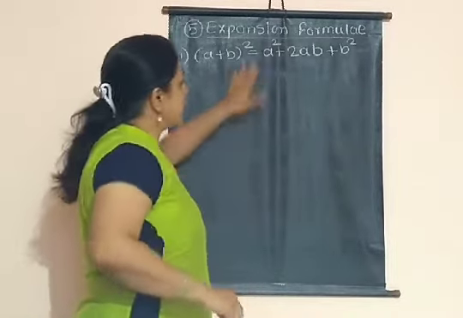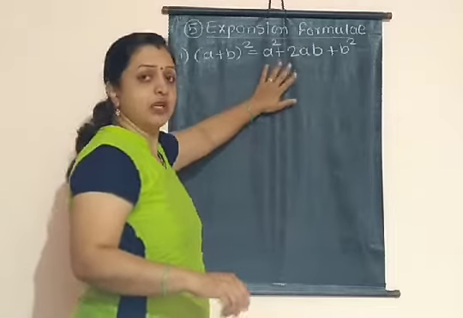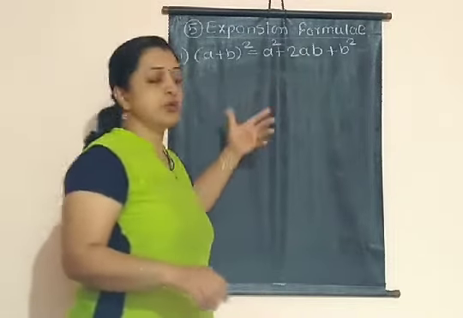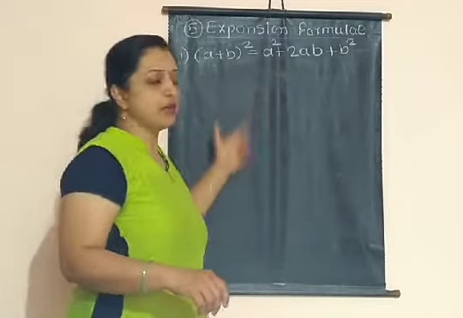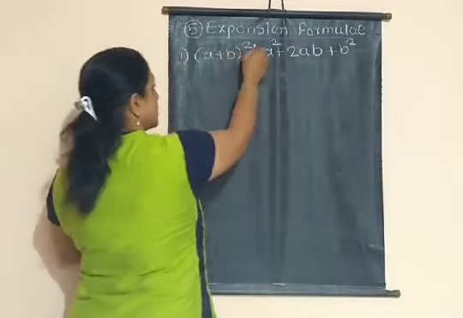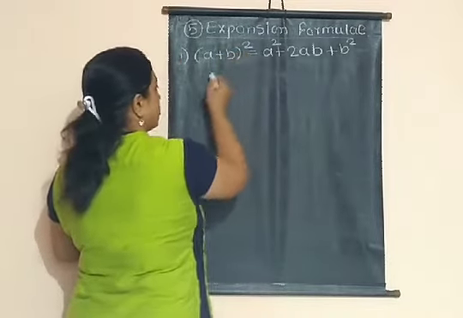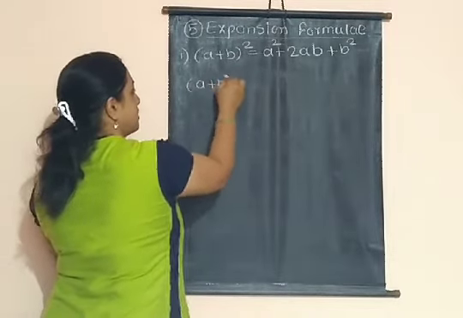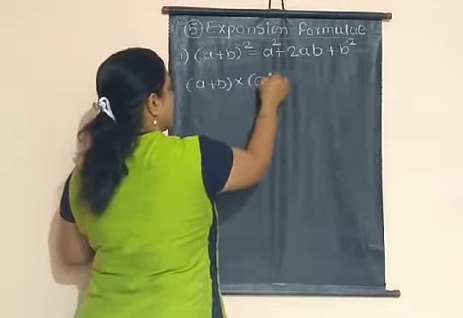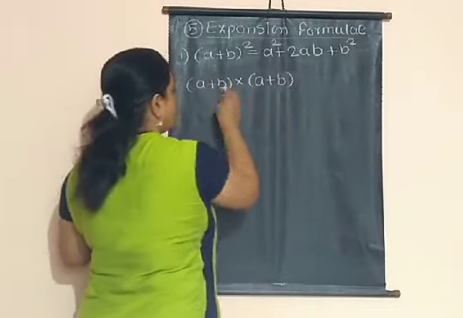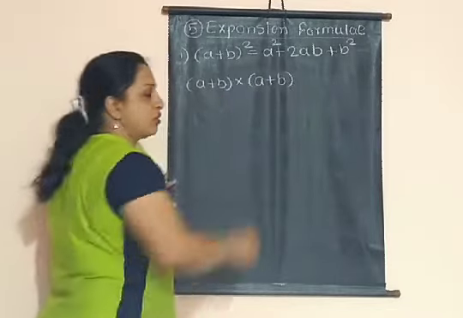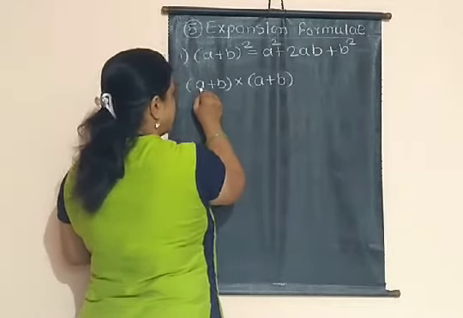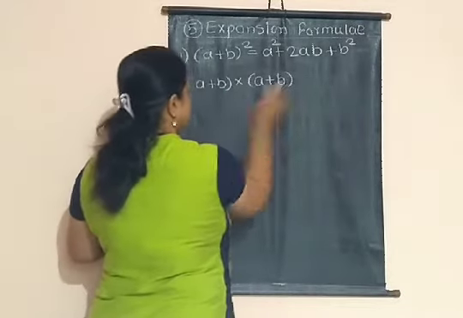Now let's see how to get this formula. If you forget it, you can find it by using this method. This is the square of this term, which means we have to take the product of two such terms, that is (a plus b) multiplied by (a plus b). To expand this, we first multiply a with both these terms.